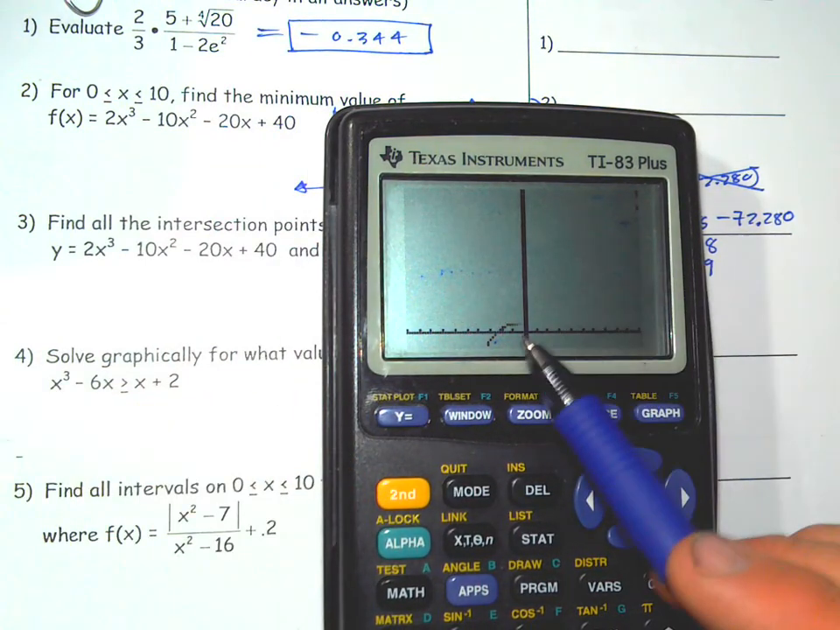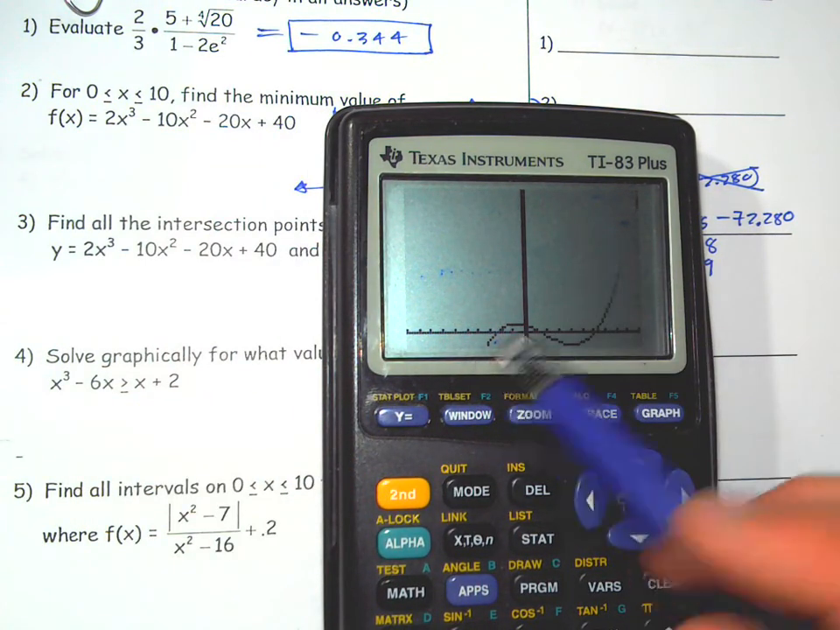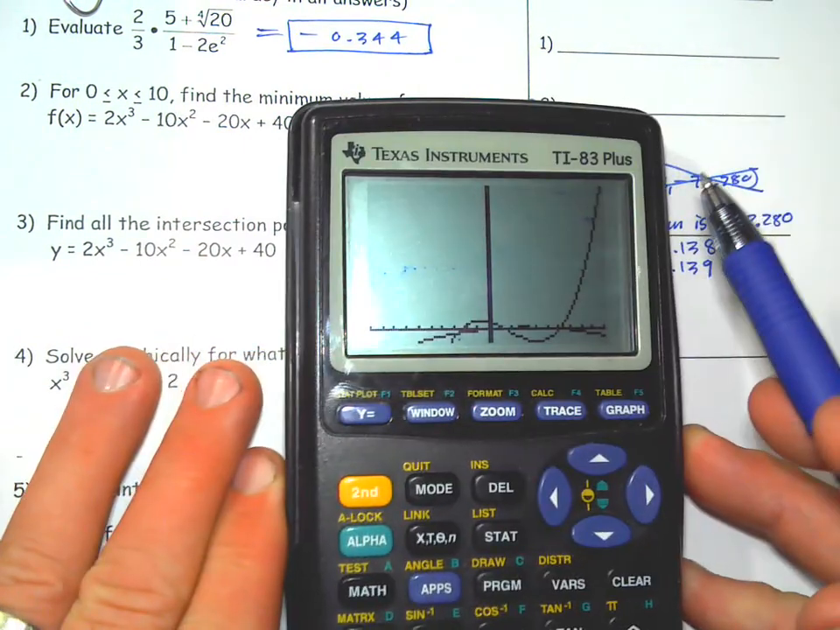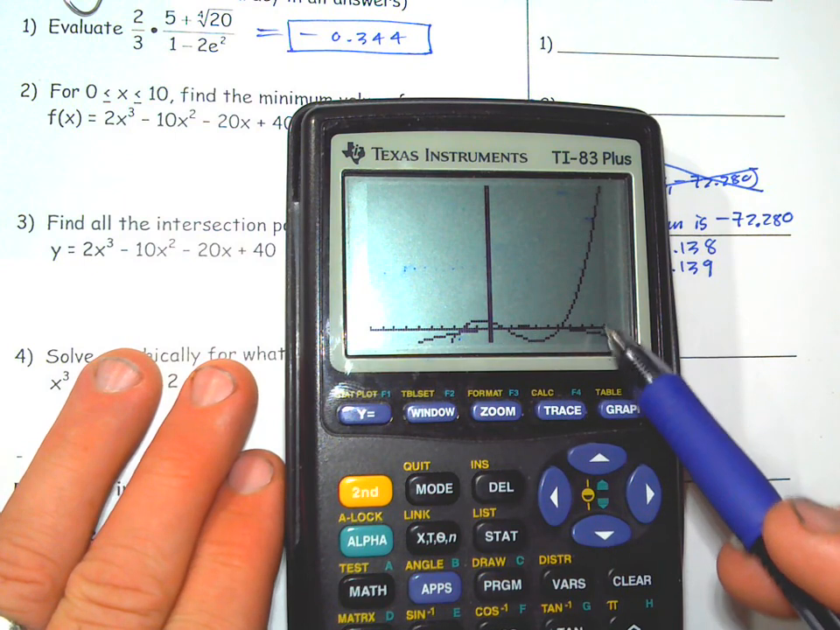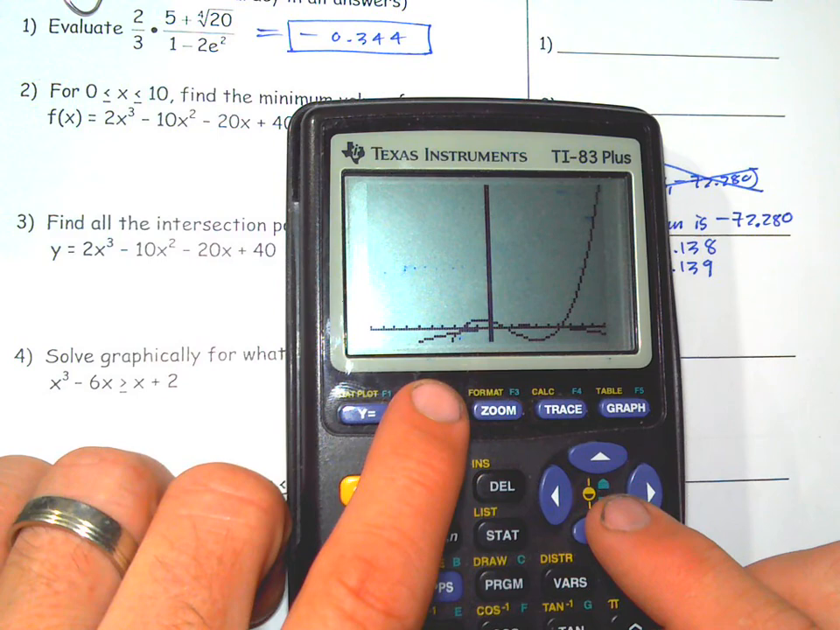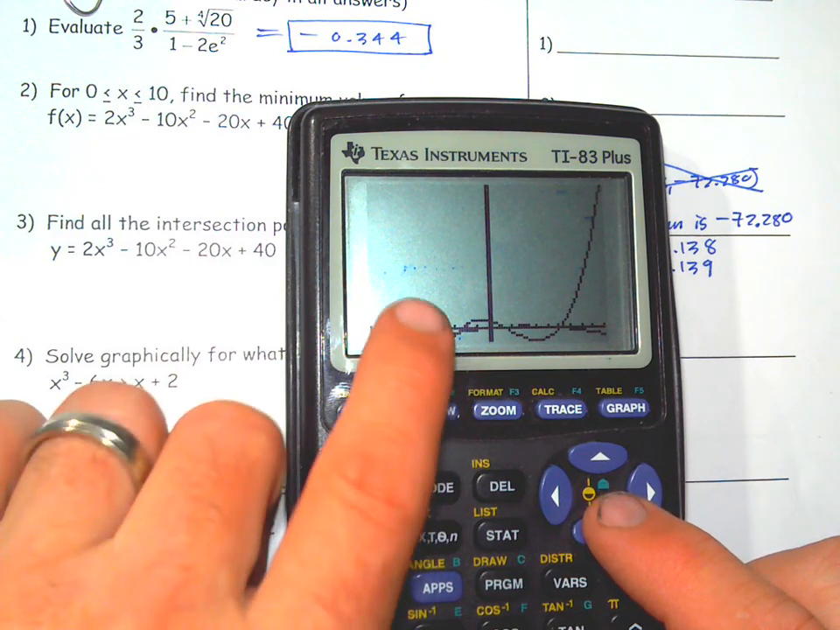So it's a crazy big graph. That's the first graph. It's cubic, which makes sense. And then this is going to be an upside down parabola, which you can see right there. So I feel like we could definitely get much closer, see what's going on. So maybe window, I think we do negative 5.